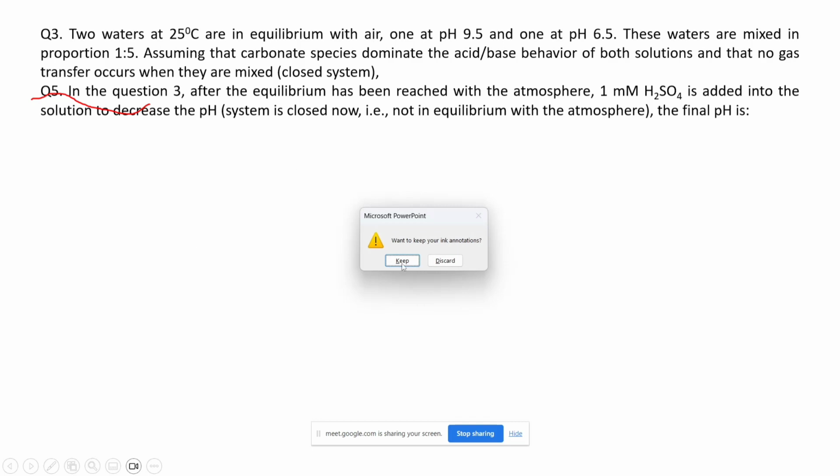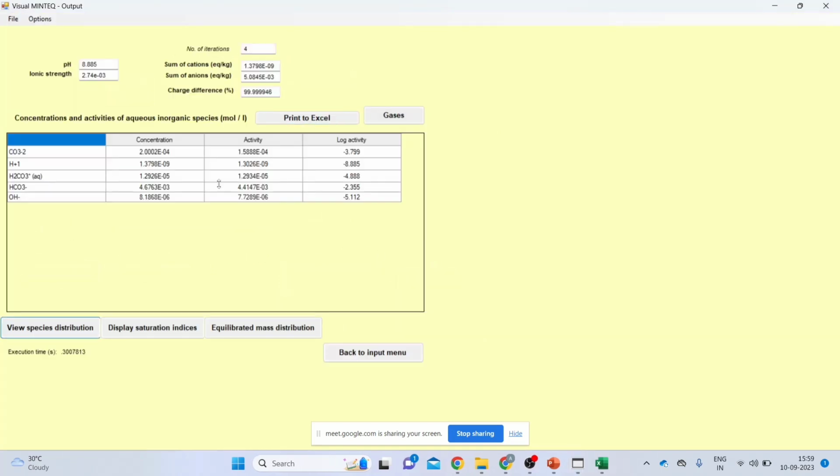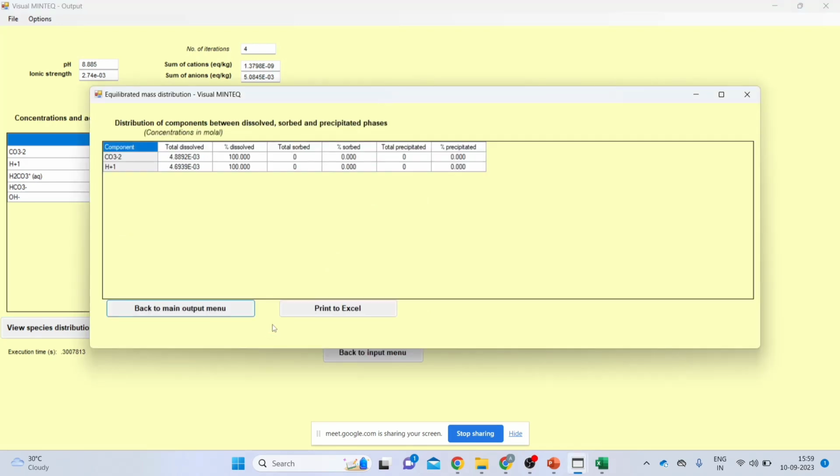So let's go back to MINTEQ. In question number 4, we considered the system to be open, and these were the species present and the concentrations of all the species in the tank. So now what we are going to do is calculate the total H and total carbonate concentration. Either we can calculate the total H by printing it to Excel, or we can directly see from here that total H is 4.693 into 10 raised to minus 3 molar.